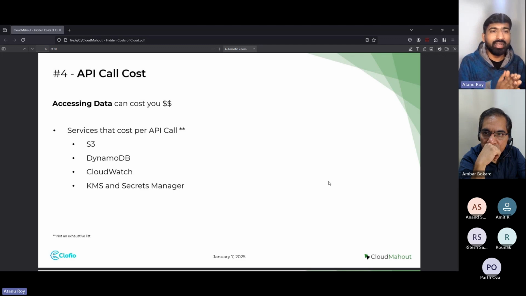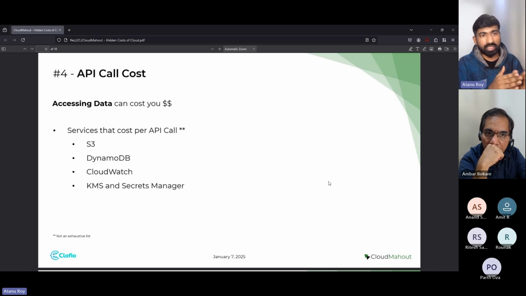Now we got to know that there is also a way you can be charged to access your data. So you are not storing it, you are not doing any kind of computation, but just to access your data, you can also be charged. So that is also one caveat of the cloud pricing model. A few examples we are going to take: S3, DynamoDB, CloudWatch, Secrets Manager and KMS within AWS. For other clouds also, there are similar services where you get charged.